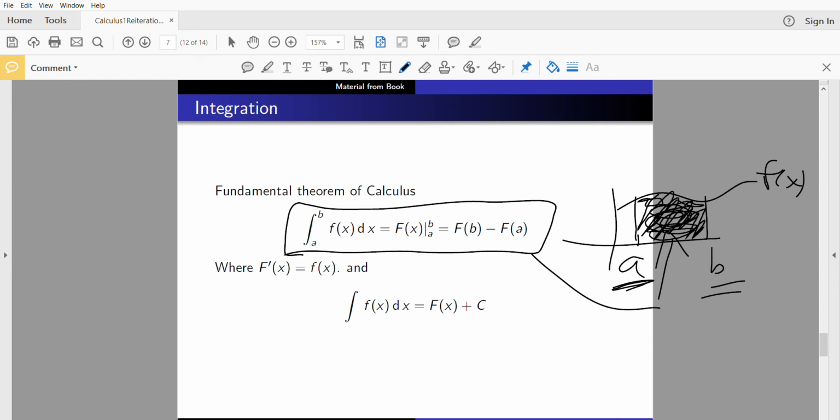All right. So then the other thing we want to talk about is the indefinite integral. So the integral with no limits. That a and the b are the limits of that integral.